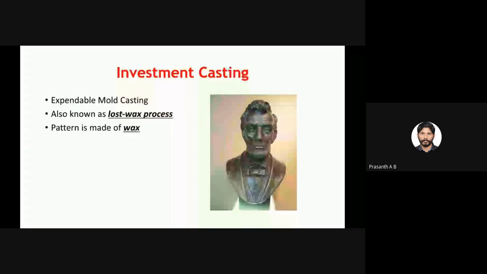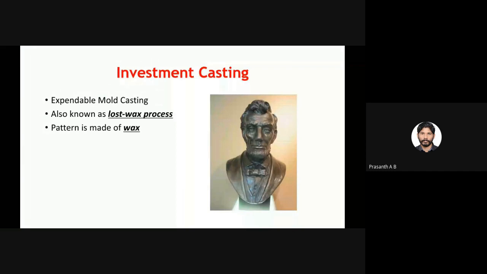We are discussing casting operations. Initially, we discussed sand casting. Then we moved on to other casting operations, and in yesterday's class, we discussed shell casting. In today's class, we will discuss a new type of casting operation, that is investment casting.